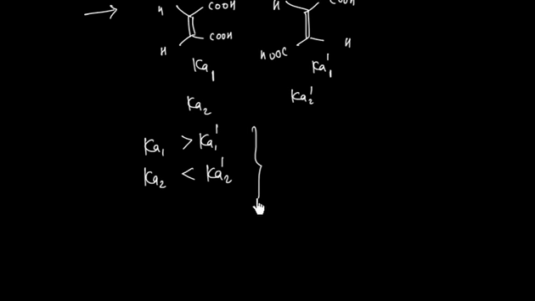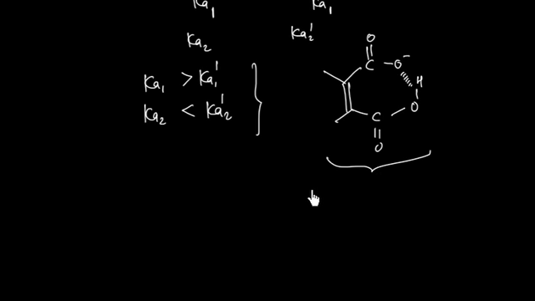And this can be explained because the corresponding conjugate anion formed is hydrogen bonded. So in answering this question, you have to remember only one thing: the anion formed after the loss of first H plus is hydrogen bonded, not resonance stabilized. So if you simply remember there is hydrogen bonding in cis, then you can answer this question.